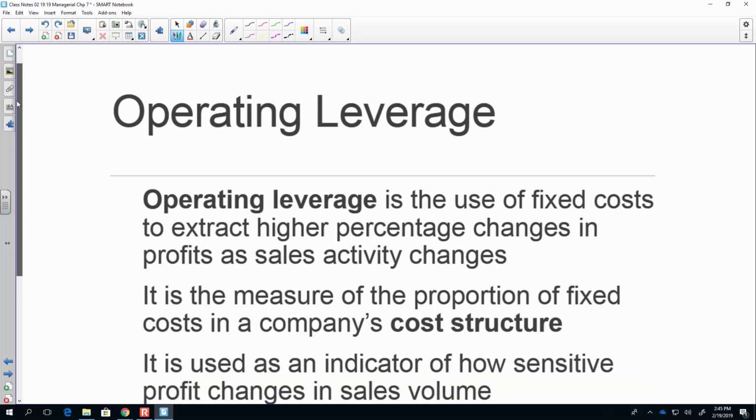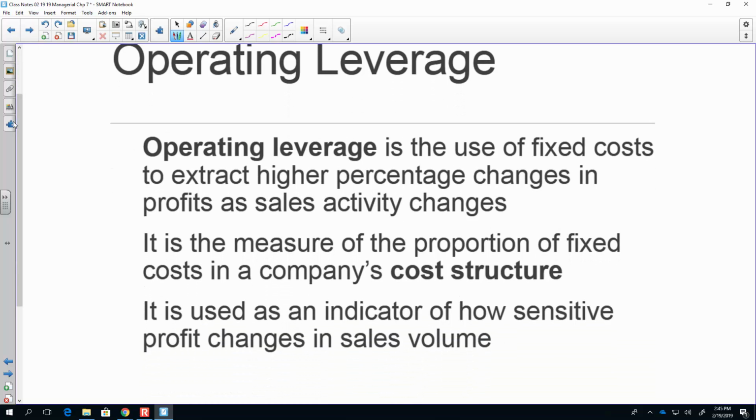The operating leverage, though, is a measurement of cost structure. That's the word right here. You might see that terminology on the test. What does cost structure mean? This is on page 362.